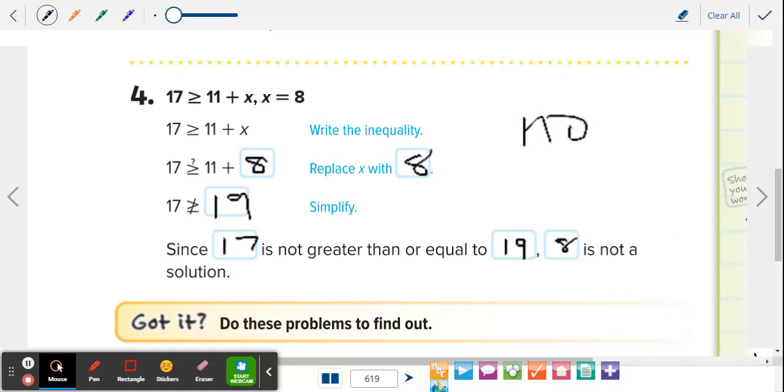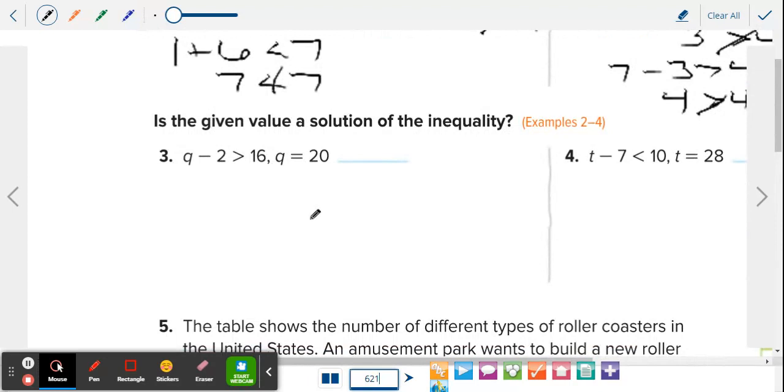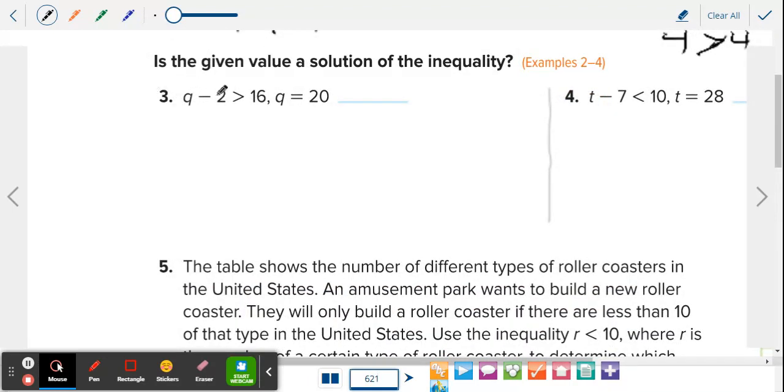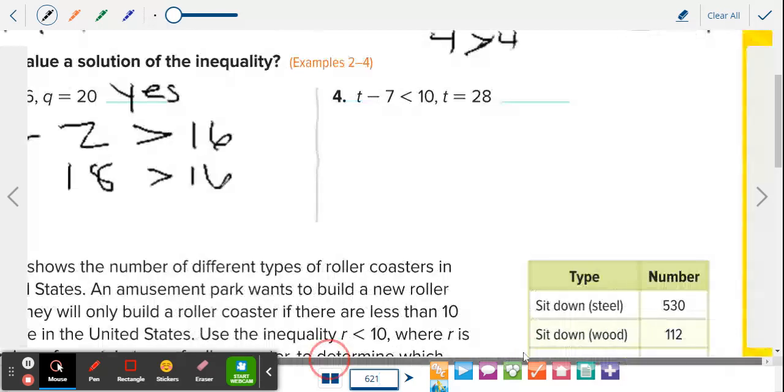All right, let's jump back to page 621. We're going to do number 3. So number 3, q minus 2 greater than 16, where q equals 20. So we replace q with 20. 20 minus 2 greater than 16. So what's 20 minus 2? 18. Is that greater than 16? Yes. So your answer is yes. That's why you have to show your work. You're proving your evidence here.